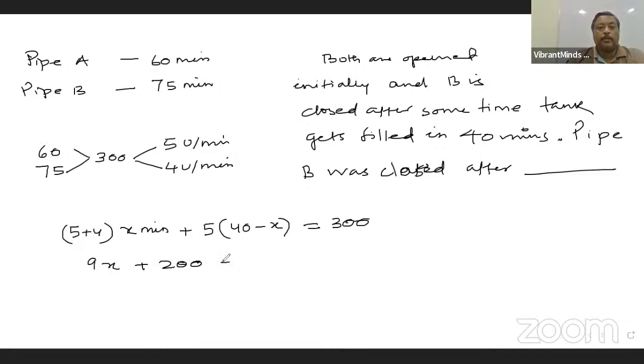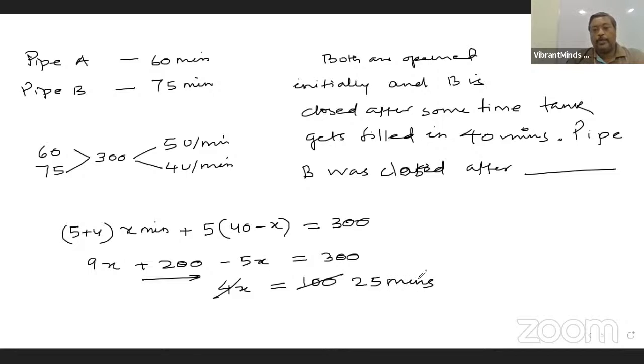So it is 9x plus 200 minus 5x, which is equal to 300. So 4x is equal to 100. X is equal to how much? 25. So how many minutes? It took 25 minutes to fill the tank. This is your one explanation, one way to do this question. Now see the second method.